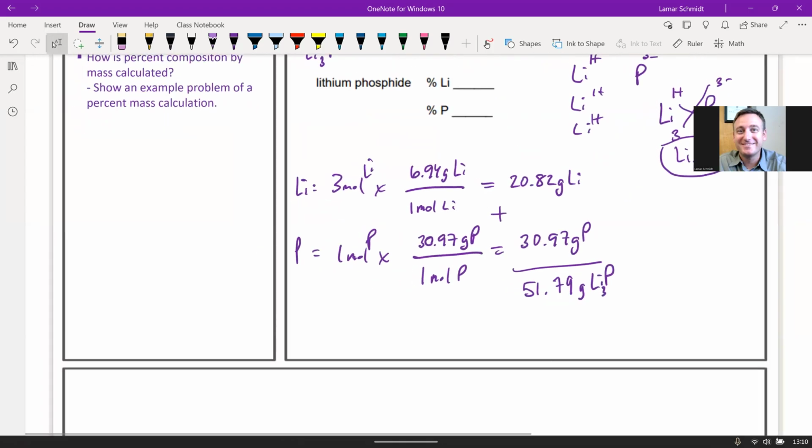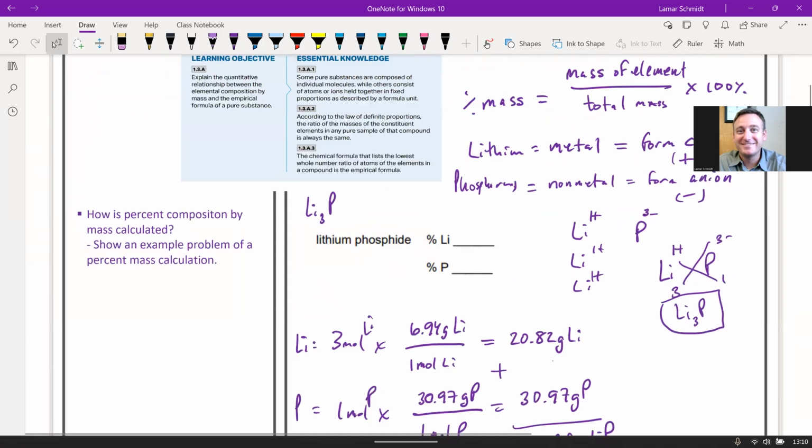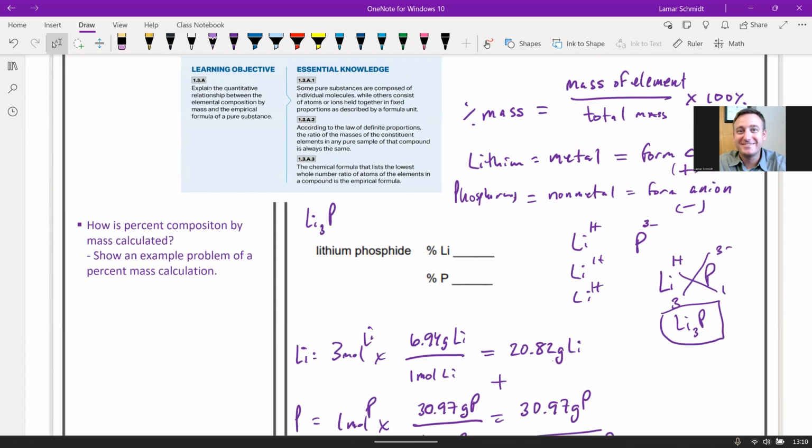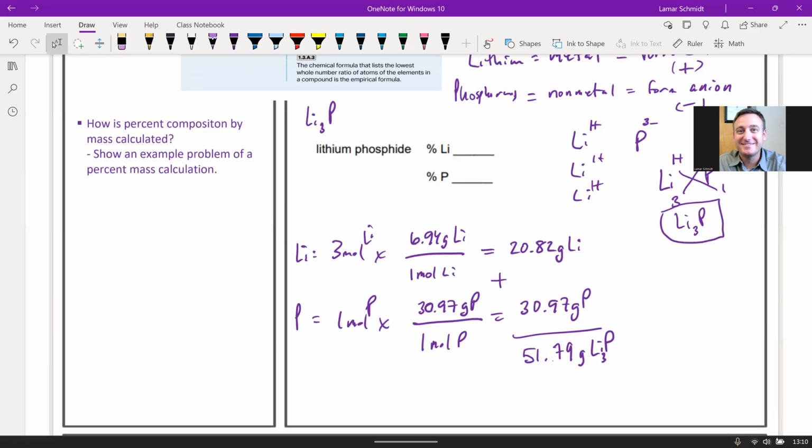So now we go to our formula and we see percent mass is going to be the mass of the element that we're looking for over the total mass. Do you see that? So we need to find the percent mass of lithium. So what are we going to do? We're going to take 20.82 grams of lithium over the total mass, which is what? 51.79 grams. And we're going to multiply by 100%.